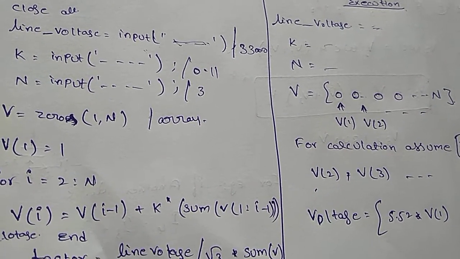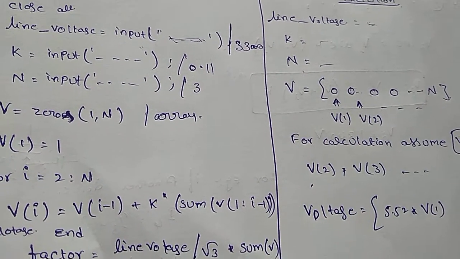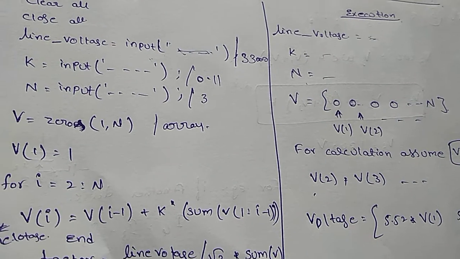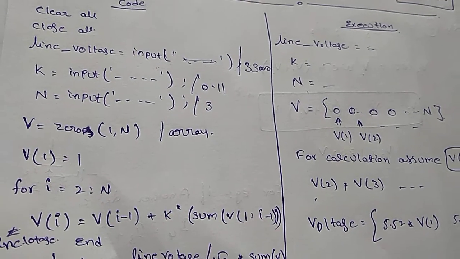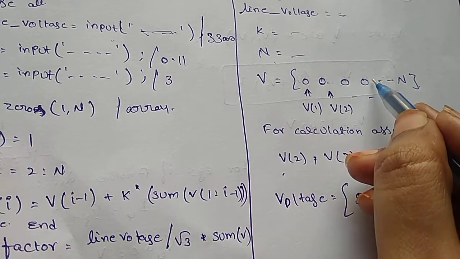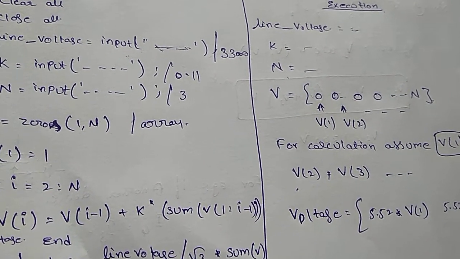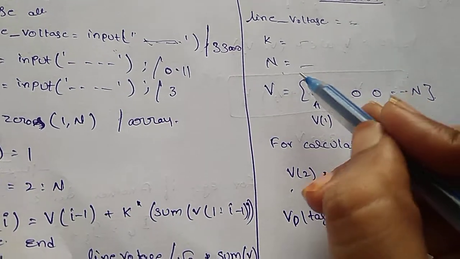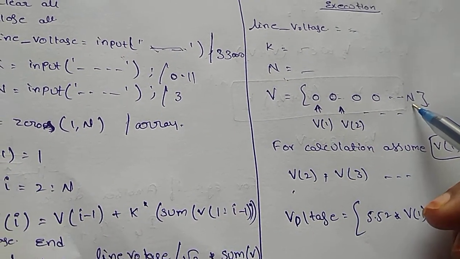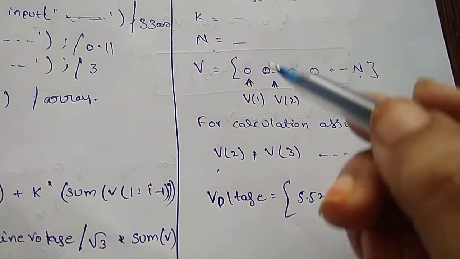How many zeros should we assume? How many disks do we have? Because if you have 3 disks, you're supposed to calculate V1, V2, V3, so you have to assume up to 3. If you have 100, you have to calculate 1 to 100. Based upon how many disks you get, you are supposed to frame this row matrix.